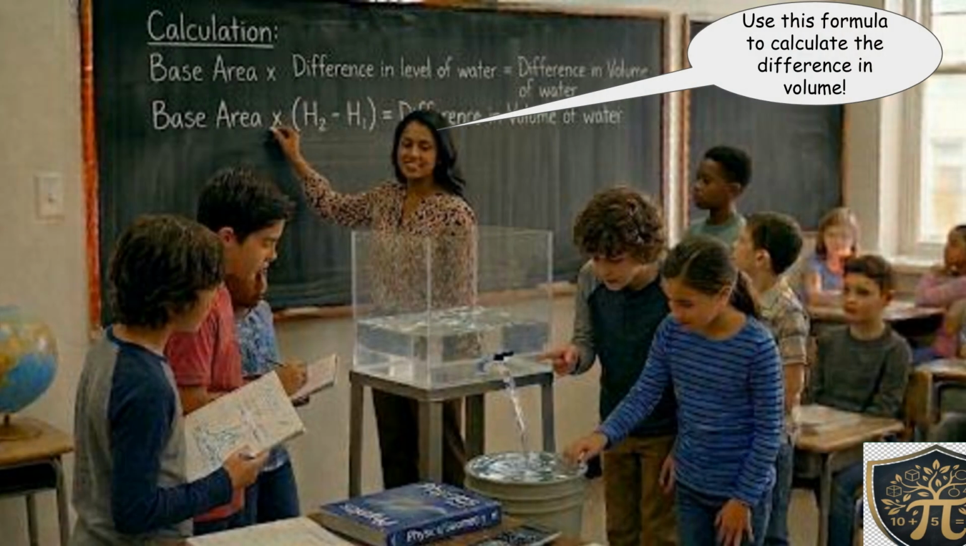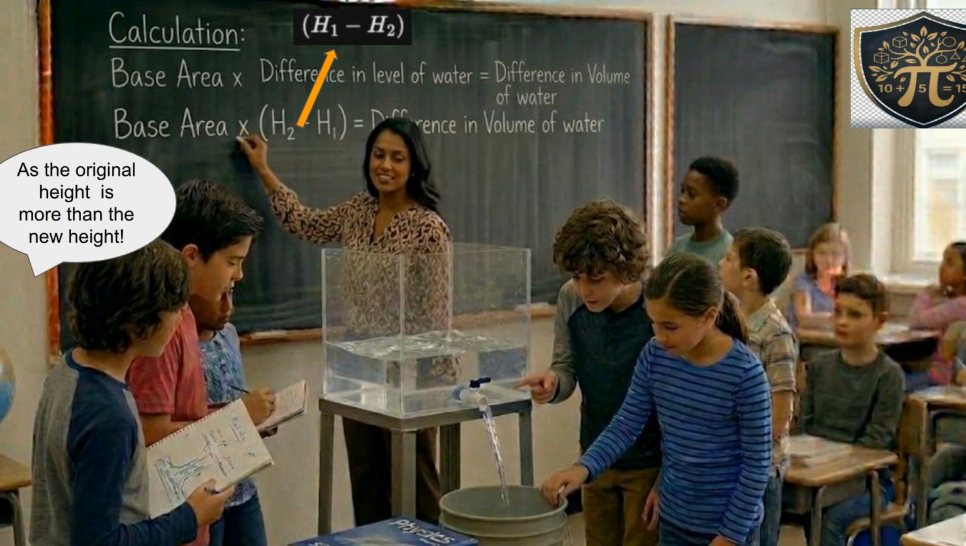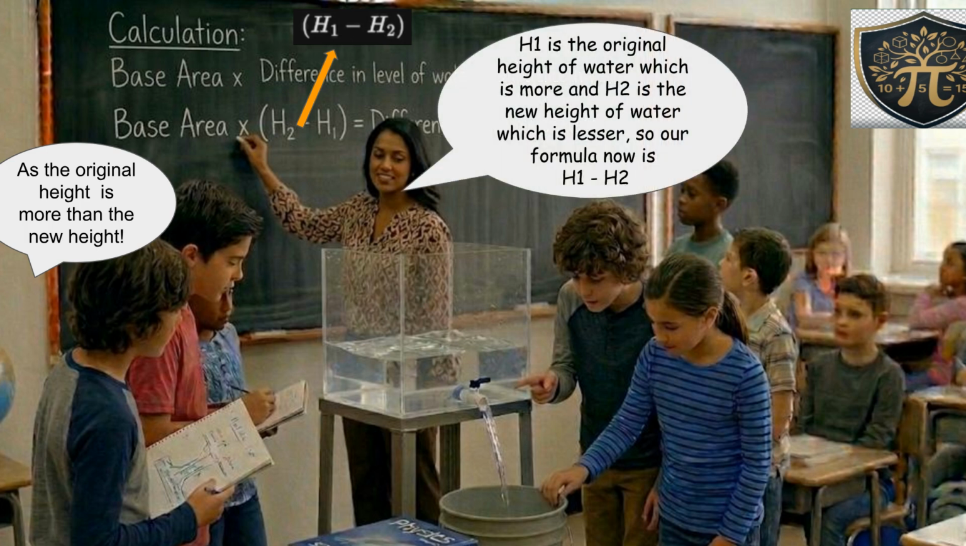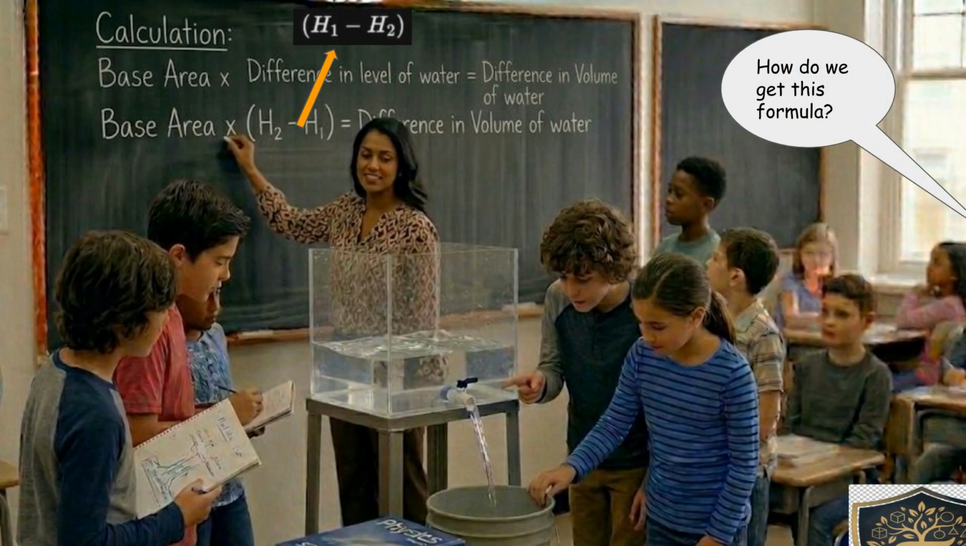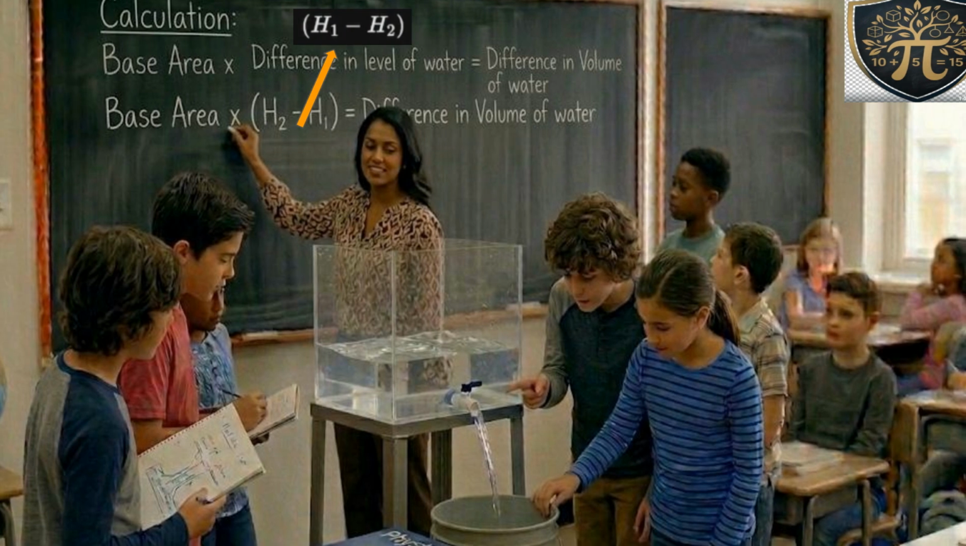Use this formula to calculate the difference in volume. Base area times the difference in the level of water equals the difference in the volume of water. H1 is the original height of water, which is greater, and H2 is the new height, which is lesser. Therefore, our formula uses H1 minus H2. Yes! H2 to be subtracted from H1. How do we get this formula?